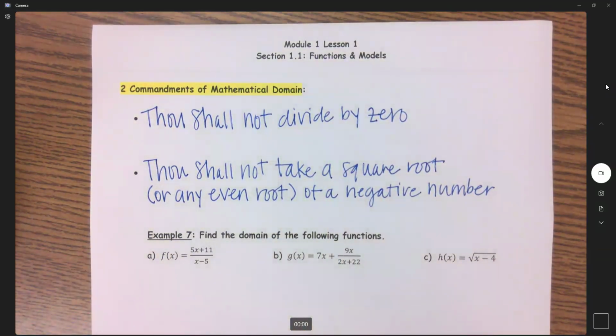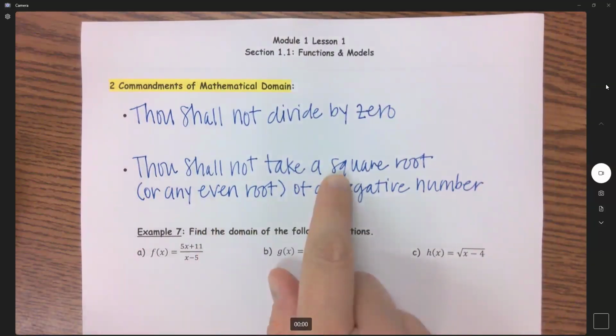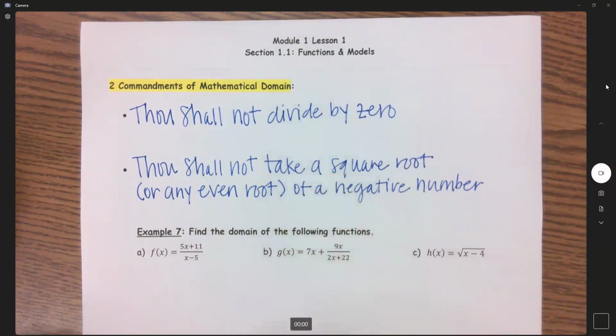The second one is thou shalt not take a square root or any even root of a negative number. Mainly what we need to focus on is the square root, but I do want it to be known, any even root: the 4th root, the 6th root, the 8th, the 10th root, you cannot. If it's an odd root, the cubic root, the 5th root, the 7th root, so on, it's fine to have a negative. But when we have an even root, including square roots, you cannot have a negative under it.